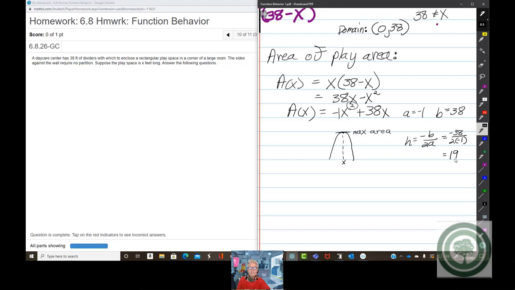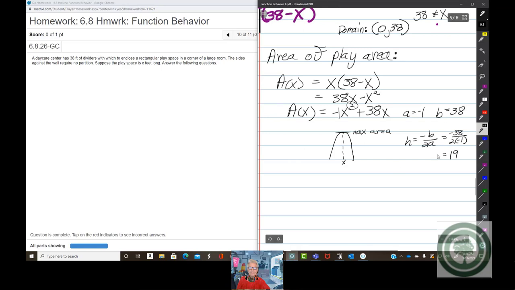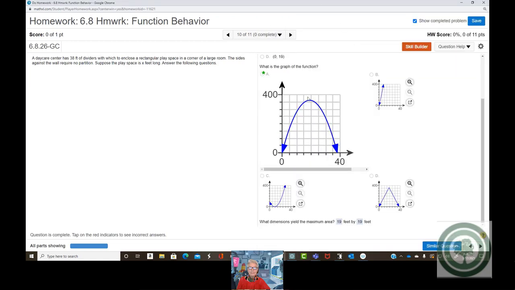So, notice what they're asking. Oh, the sides, blah, blah, blah, answer the questions. Okay, well, I'll do that. We now know that the x-coordinate of the vertex is 19 because we calculated it. H is 19. Now, are they going to ask us for the maximum area? We could find it, but no, it's not asking that. What it's doing is it's saying, what dimensions yield the maximum area?